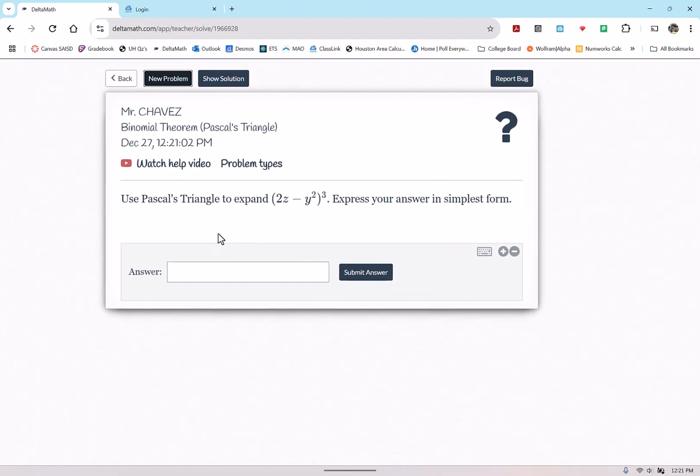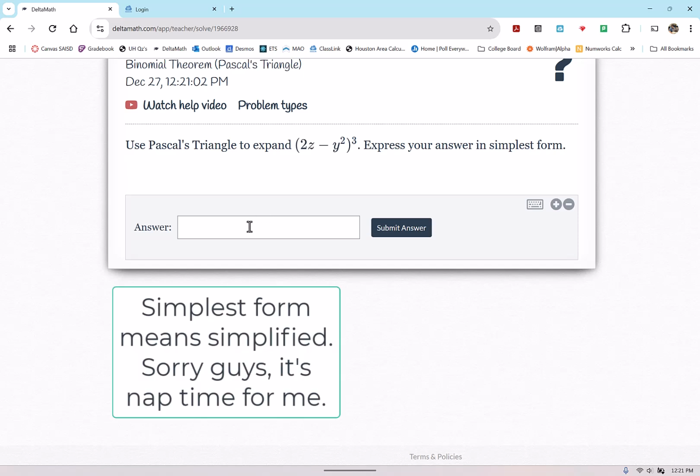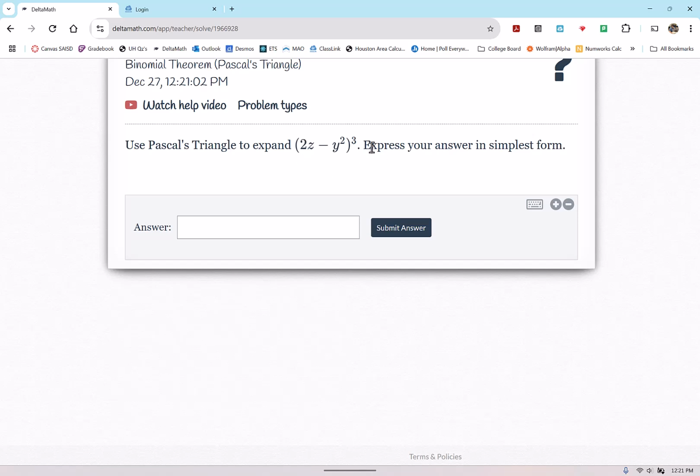All right, guys, so here's the question that I got. It says, use Pascal's triangle to expand (2z minus y squared) raised to the 3rd. Express your answer in simplest form. That just means you don't want to have a square root in the bottom, all that good stuff. But they're making it easy for us, so you'll be fine.